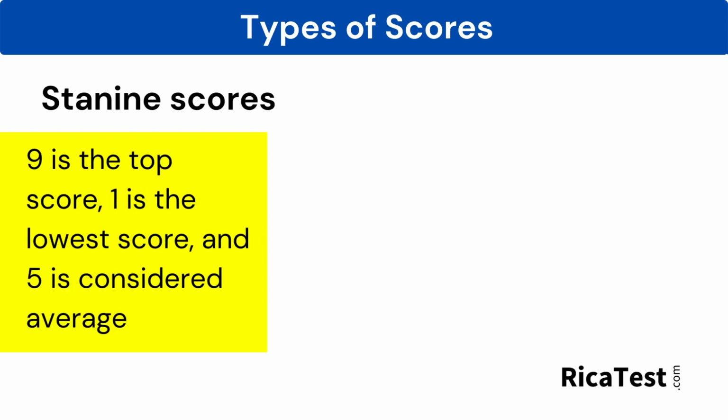Next, we have Stanine score. This is the scoring system where a 9 is the top score, 1 is the lowest score, and 5 is considered the average.